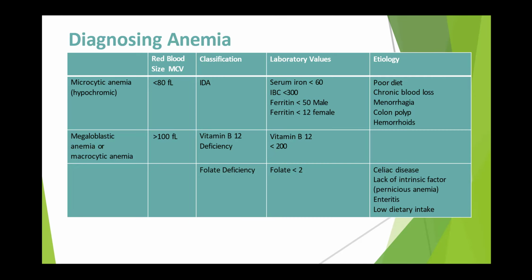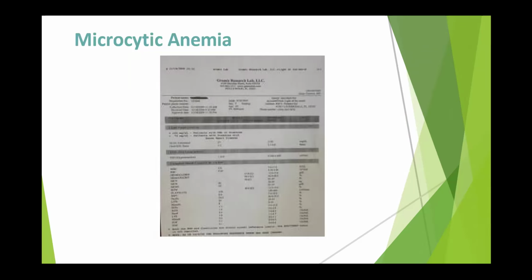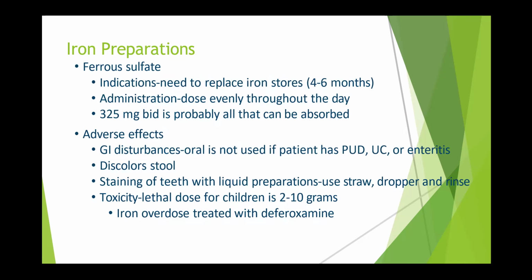And then folate deficiency, you're going to see a folate level that's going to be less than 2. That can be because of disease like celiac disease, intrinsic factor, enteritis, which is just inflammation of the gut, or you just don't get enough folate in your diet, so low dietary intake. Okay. This is a very blurry lab that we cannot see. So let's just talk about it.